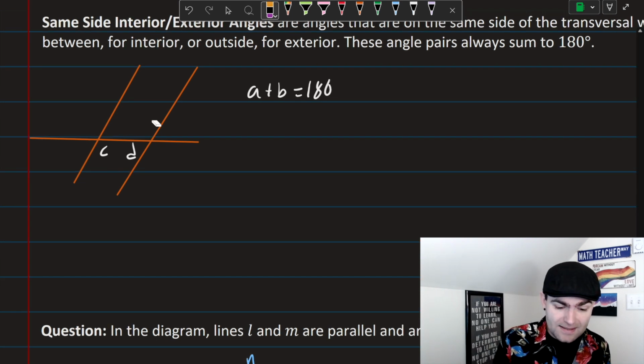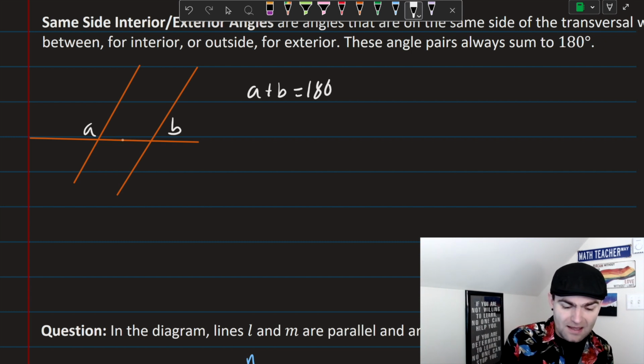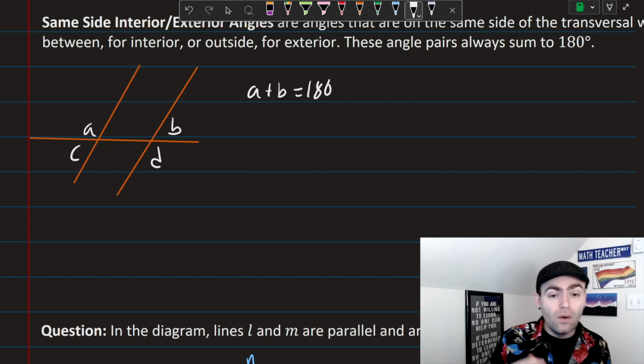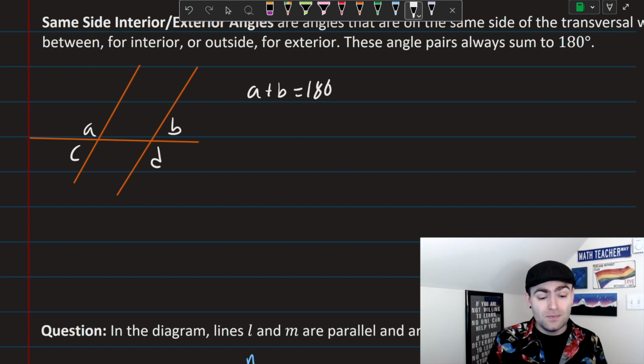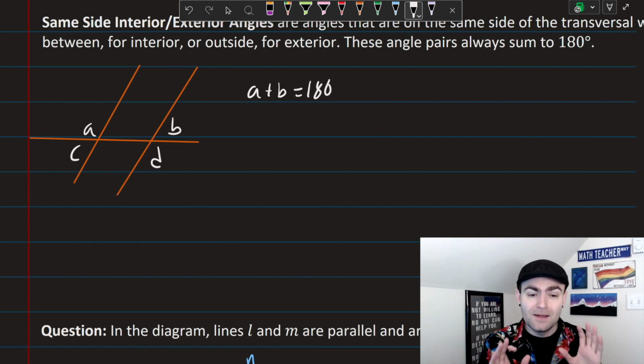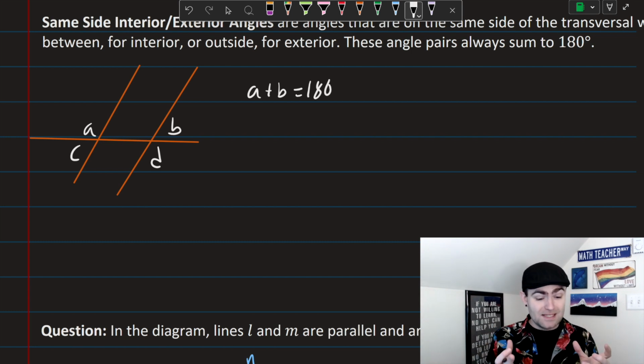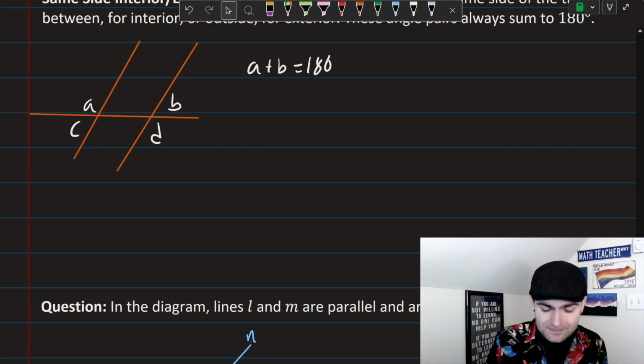Now if I erase these and I instead replace them with A, B, C, and D, all of those relationships are still true. A plus B is equal to 180 degrees because they're on the same side of the transversal and both outside of the parallel lines. So, not too bad. Let's throw all of this together and try out a question, shall we?